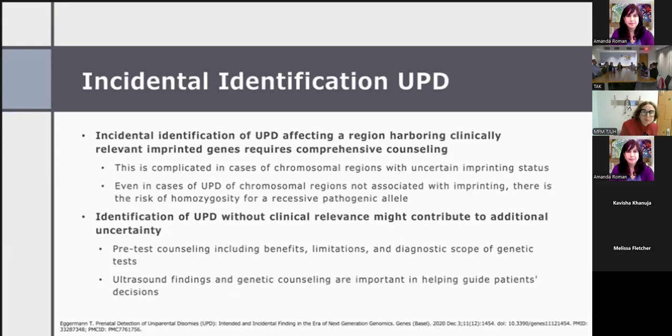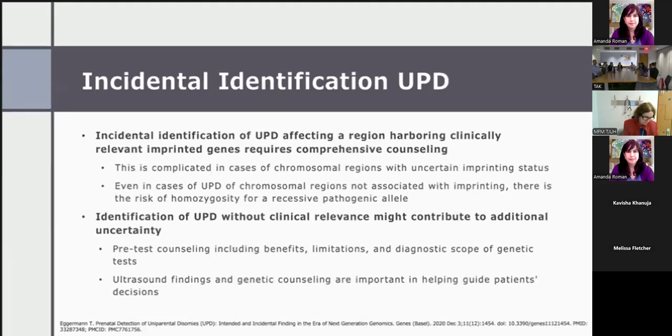And then the final thing is, what if you do have incidental identification of uniparental disomy? The incidental identification of uniparental disomy affecting and harboring clinically relevant imprinted genes does require comprehensive counseling. This is complicated in cases of chromosomal regions with uncertain imprinting status, but even in cases of uniparental disomy that are not associated with imprinting, there is the risk of homozygosity for a recessive pathogenic allele. And this was seen throughout the entire presentation and back in January.